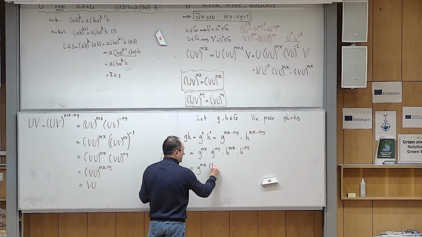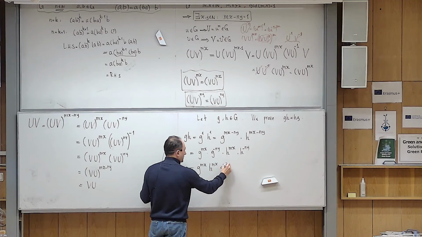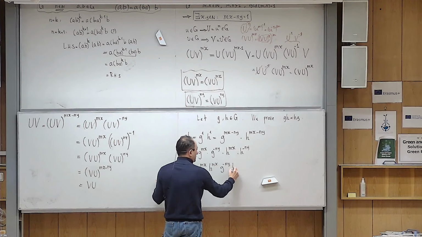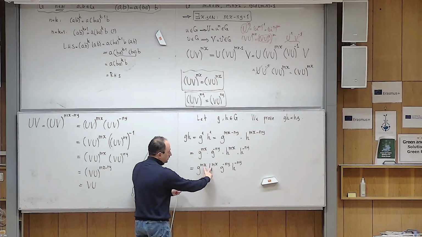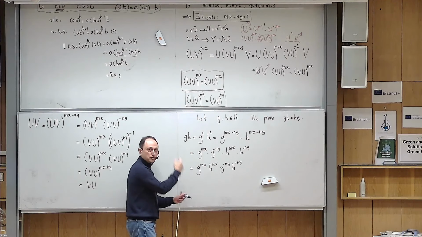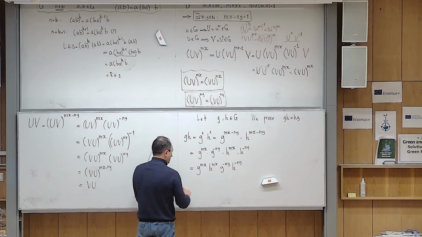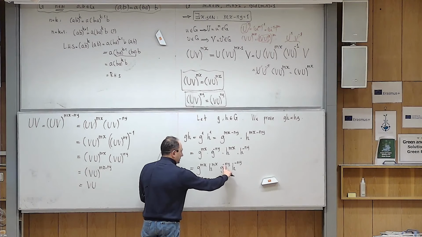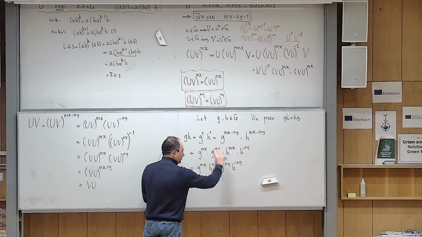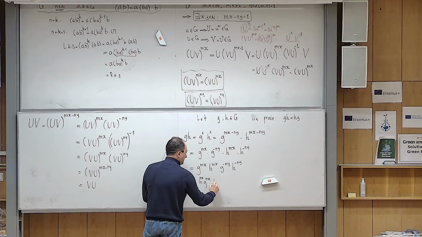So this becomes G to the power of minus ny, and then I have H to the power of minus ny. Now I am facing two nth powers, which from the very beginning we know that we can commute because of the assumption in the problem. So I can write H to the mx here, G to the mx here. This is an nth power, this is an nth power. From the beginning I know that I can commute them.